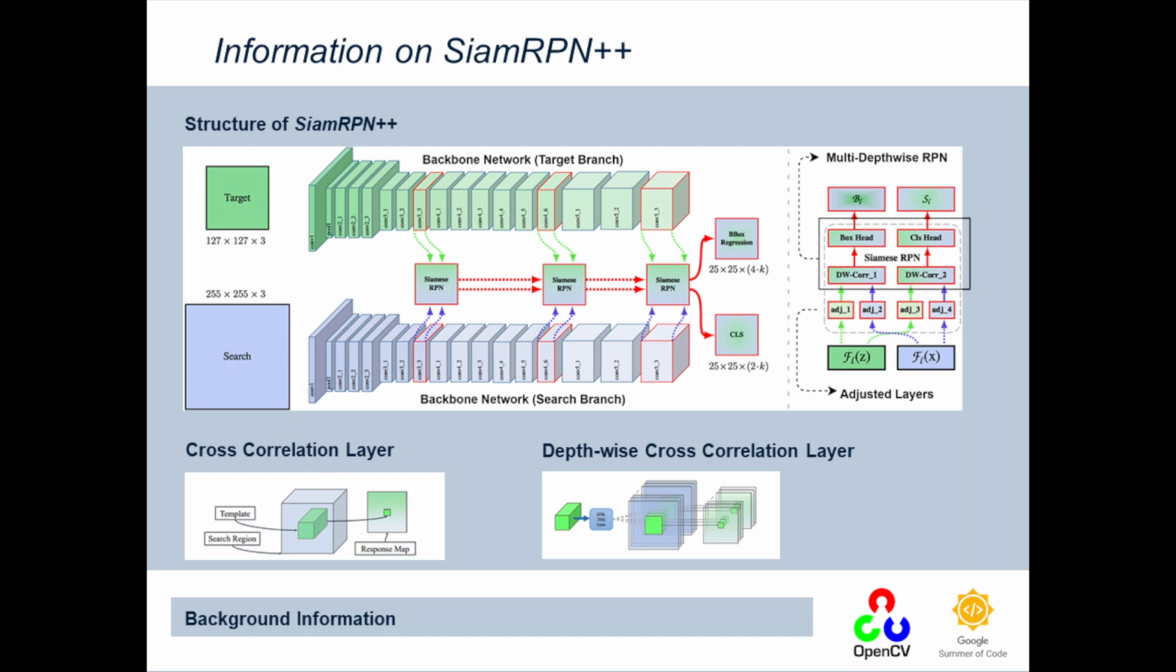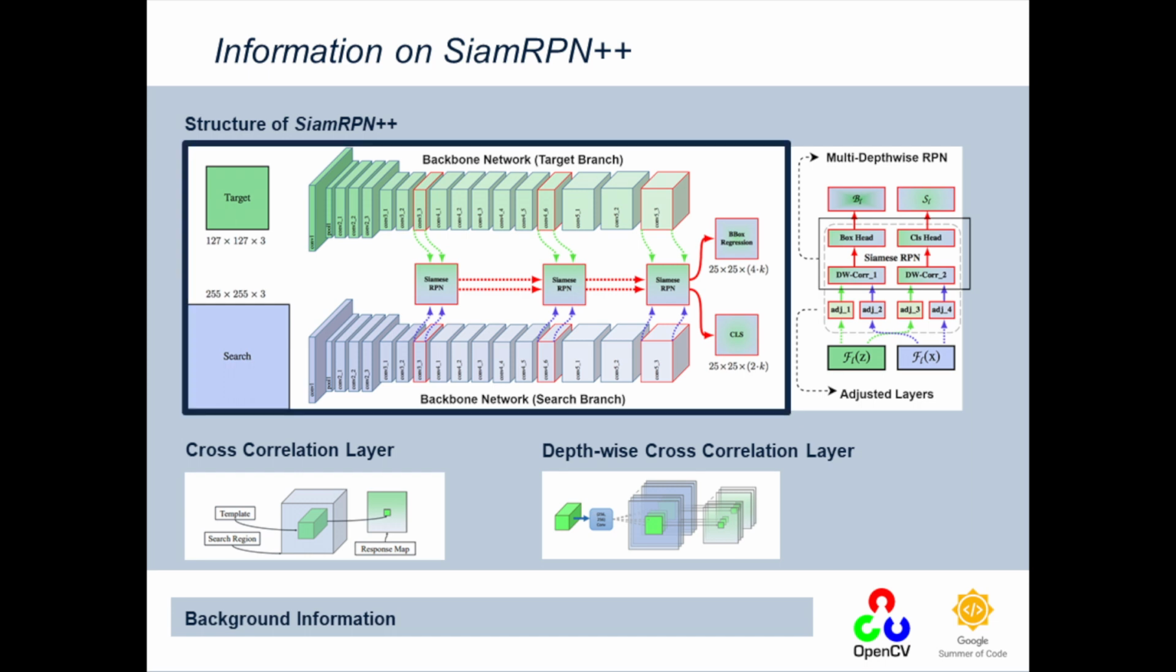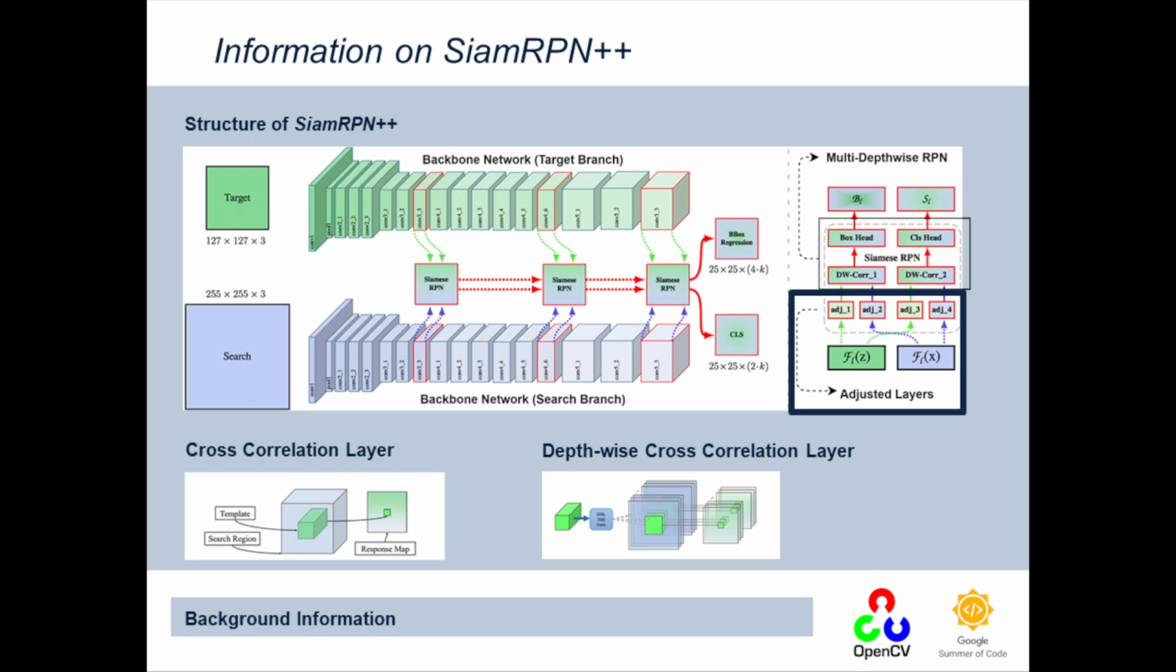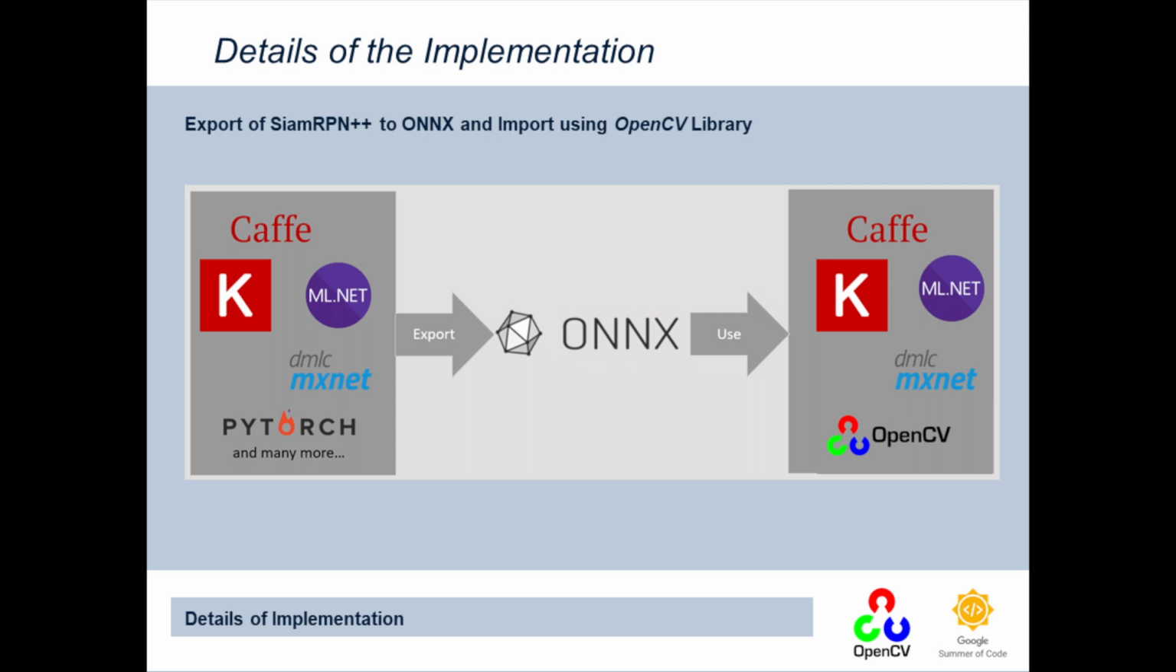For the export of the Torch model to an ONNX model, the tracker was effectively divided into three parts: the backbone network ResNet-50, the adjust layers, and the multiple depthwise region proposal networks. To briefly touch upon what ONNX is, the acronym stands for Open Neural Network Exchange, which is an open source platform that allows interoperability between different machine learning frameworks such as PyTorch, TensorFlow, and Keras.